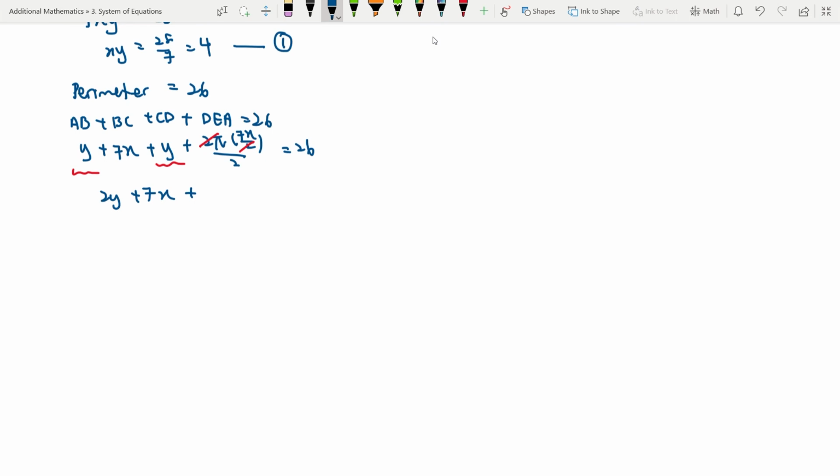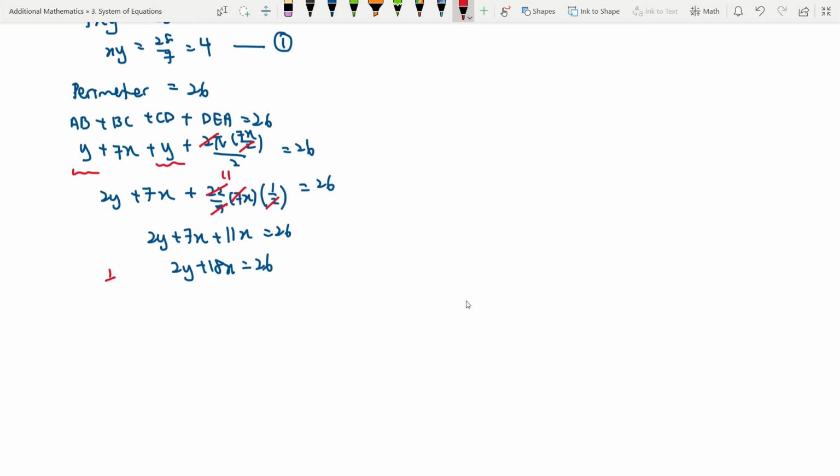We change the pi to 22 over 7. Multiply by 7x, divide by 2, which is the same as multiplying by 1 over 2, is equal to 26. We further simplify the equation. We get 2y plus 7x plus 11x is equal to 26. We simplify the equation. 2y plus 18x is equal to 26.